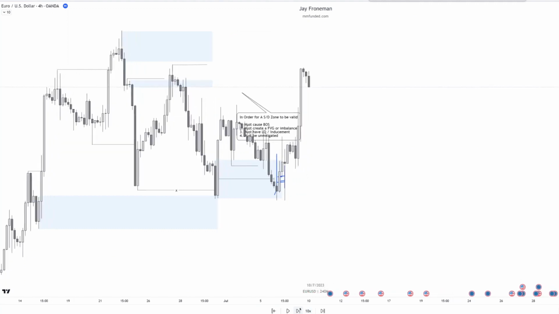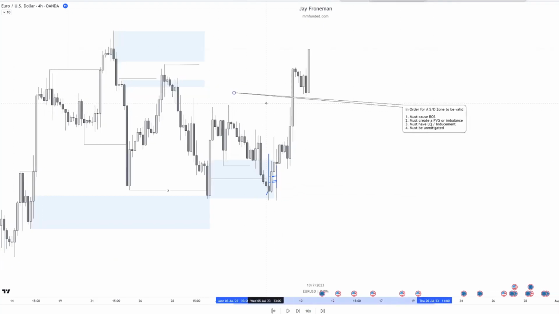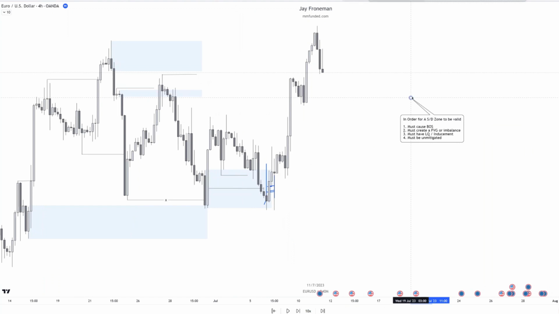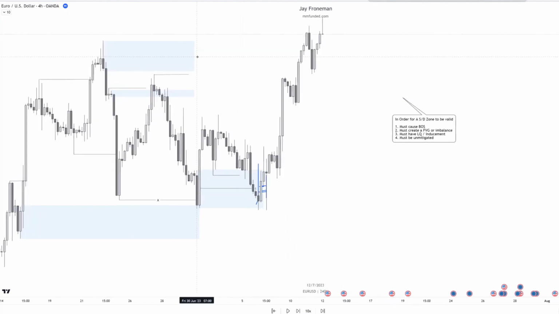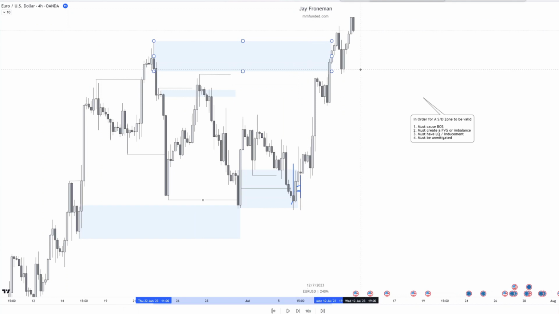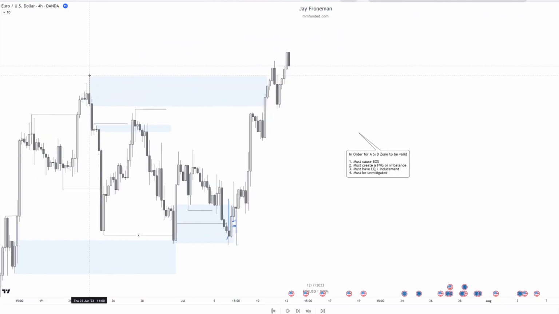And we're continuing long from there to target those weak highs. Okay, so here's an example where price mitigated the supply. We didn't get confirmation. Price swept the liquidity, but just broke straight through it. No displacement fair value gap entry, which is completely fine.